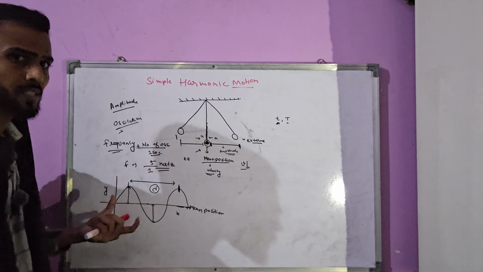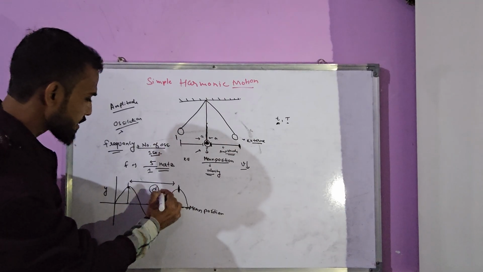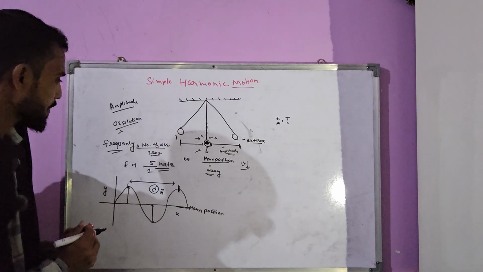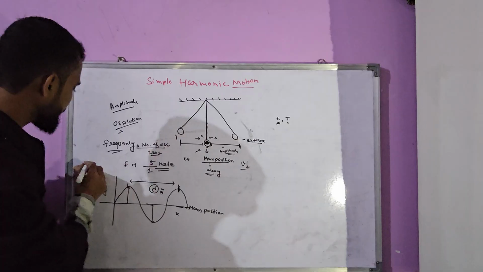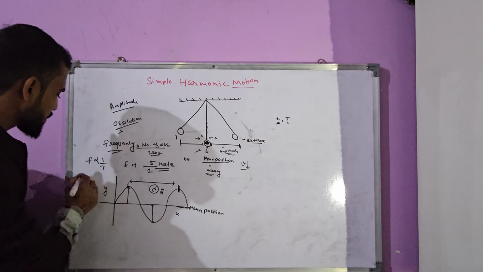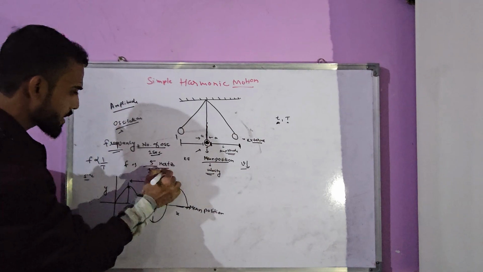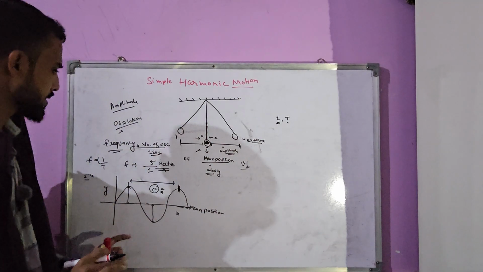this distance between two consecutive crests or troughs is nothing but lambda, or we can say wavelength. Wavelength is nothing but a distance, so the unit of lambda is meter. And frequency is inversely proportional to the time period. So frequency is per second, or we can say hertz. Both hertz and per second are correct.